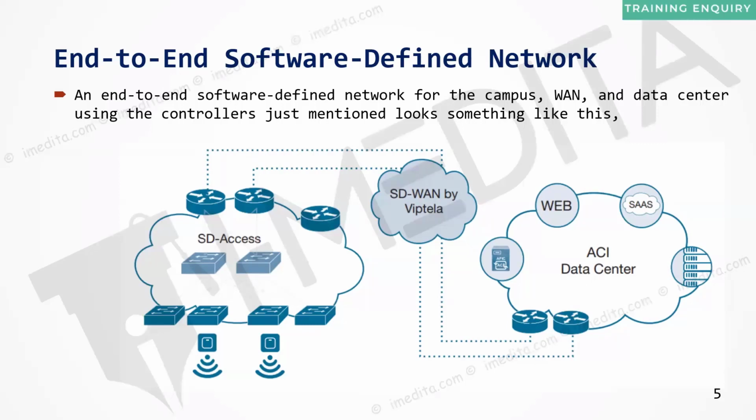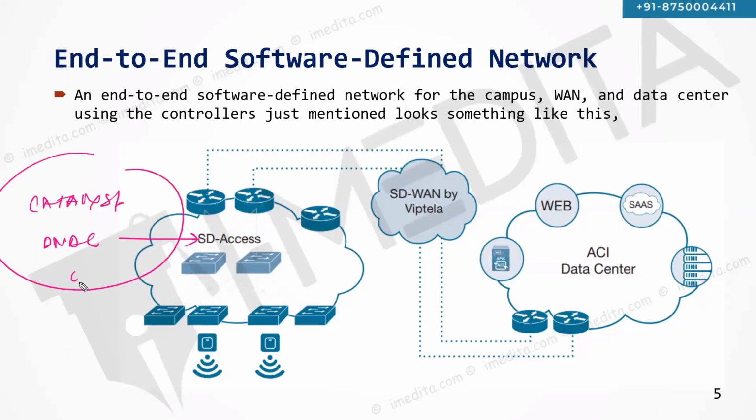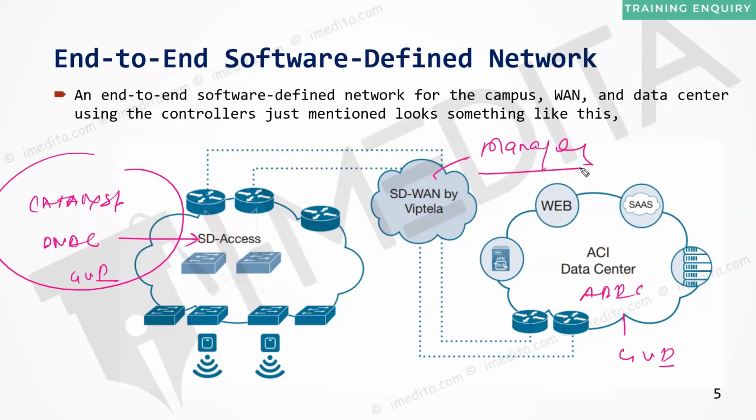Right. So we will have one GUI for the SDA, where the controller that is used is called DNA Center, also known as the Catalyst Center nowadays. Then for the APIC, of course, we will have one GUI, and then we will have one GUI for our vManage, which is also known as the Cisco Catalyst SD-WAN Manager nowadays.